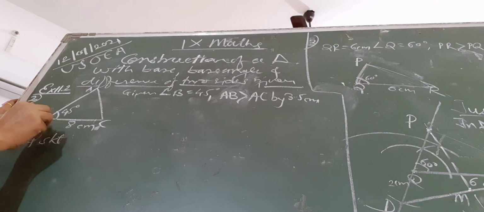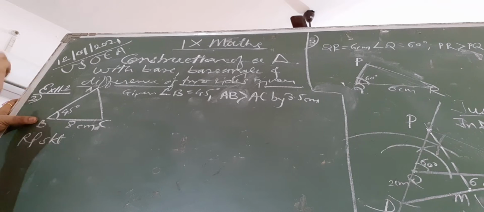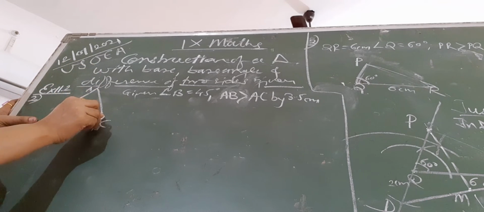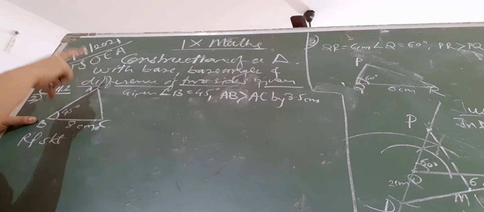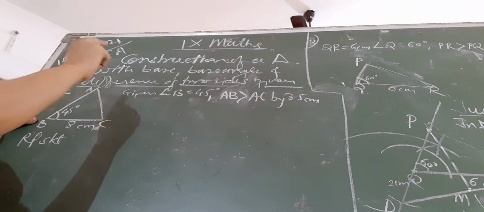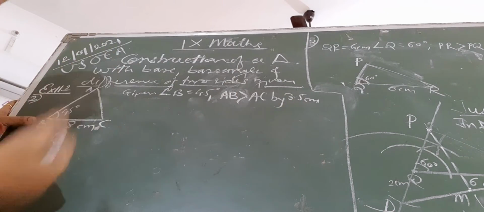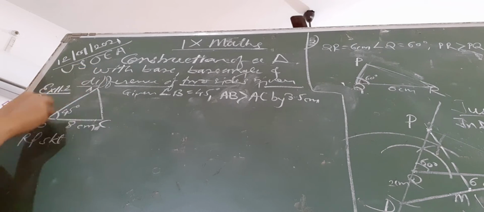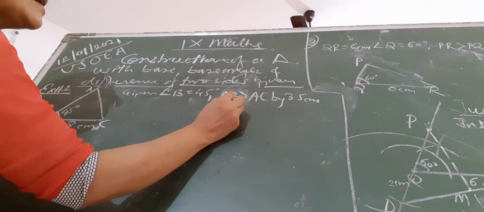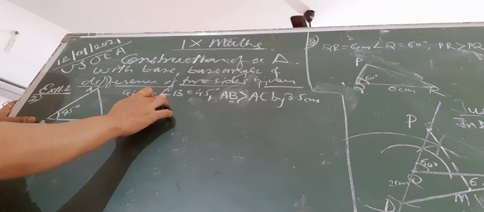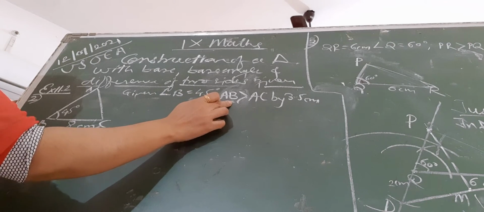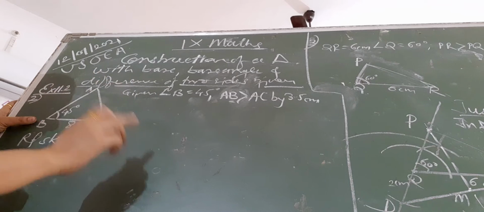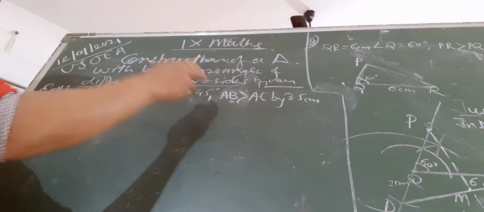It is given that BC is 8 centimeter, angle B is 45 degree, and AB minus AC is 3.5 centimeter. What it means is that AB is greater than AC by 3.5 centimeter, and that we have written here. Now here AB is the side which contains the base angle B, and that side is given greater. It means whenever we are marking the arc, we should mark the arc to the upside.